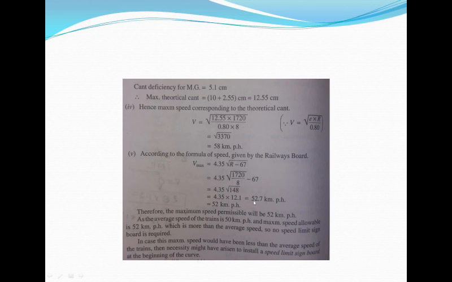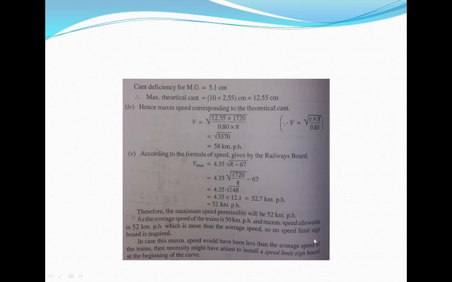By substituting each and every value, I have got the maximum allowable speed as 52.7 kmph. You can equate it to 52 kmph. Therefore, the maximum speed permissible will be 52 kmph. As the average speed of the train is 50 kmph and the maximum speed allowable is 52 kmph, which is more than the average speed, no speed limit signboard is required.